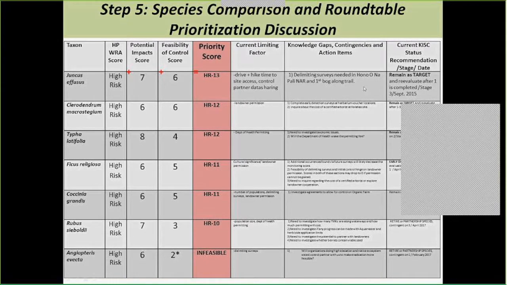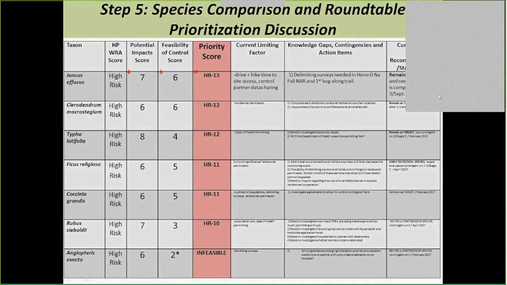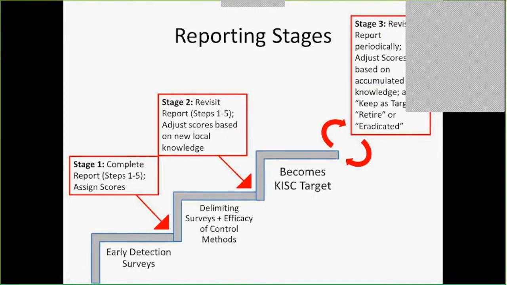When I talk about stage, I'm talking about this. Theoretically, I would do my early detection surveys, and then based on my findings from those surveys, I would go to reporting stage 1, which is where I would complete the report. So I go through steps 1 through 5. And I should also note here that it's really important to do a peer-reviewed literature search and write that down, because it makes the report more credible.